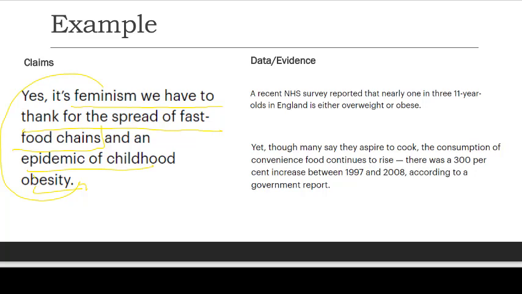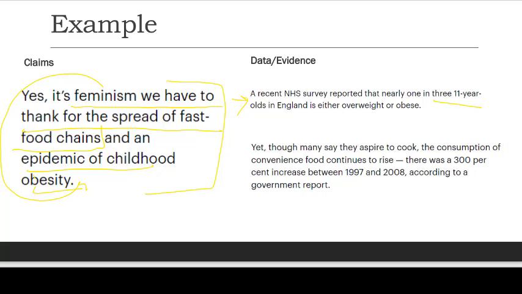Now, because it is phrased this way, this is the way that we absolutely have to take it. We can't make assumptions or assume what she meant. We have to evaluate the way that it is here. And so her attempt to show this is through one data point: a recent NHS survey reported that nearly 1 in 3 11-year-olds in England is either overweight or obese.